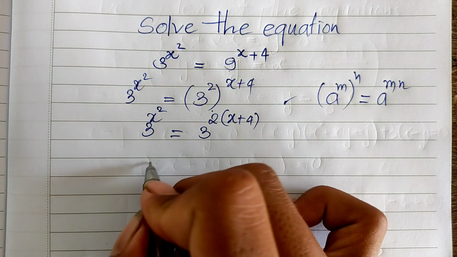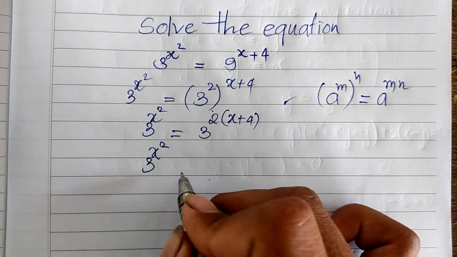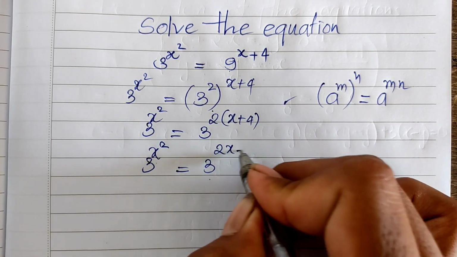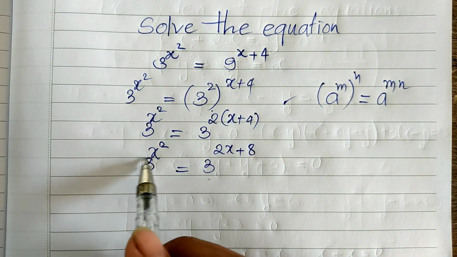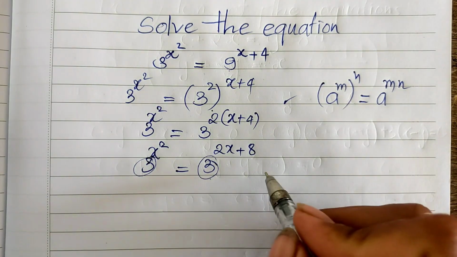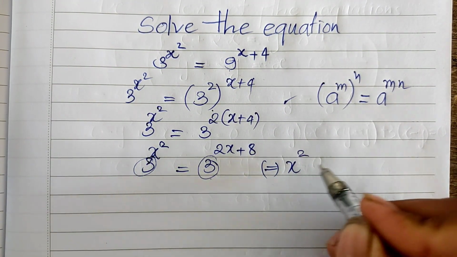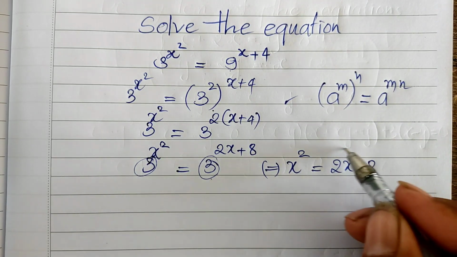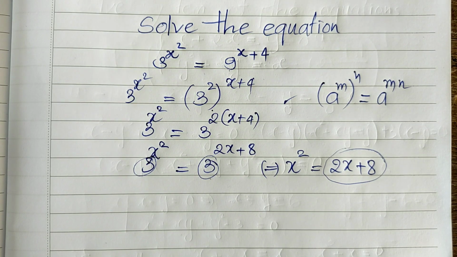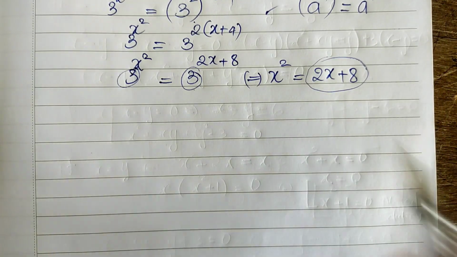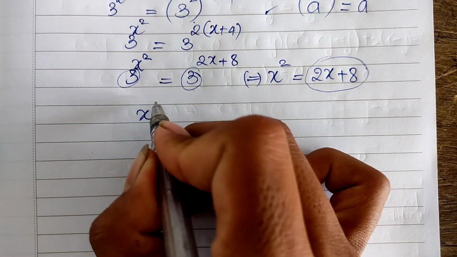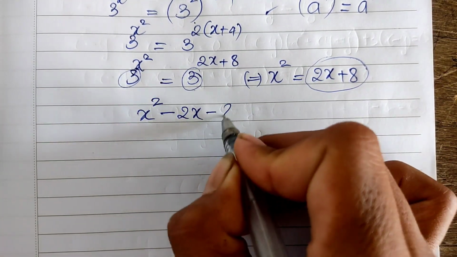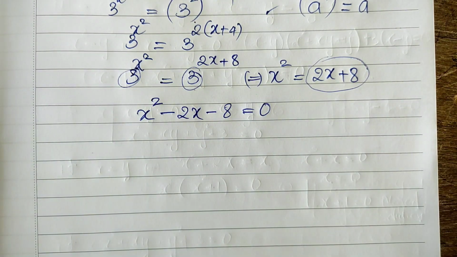So this is 3 power x squared equals 3 power 2x plus 8. Now the base 3 is the same, so we get x squared equals 2x plus 8. Now I move 2x plus 8 from the right-hand side to the left-hand side, so I get x squared minus 2x minus 8 equals 0.